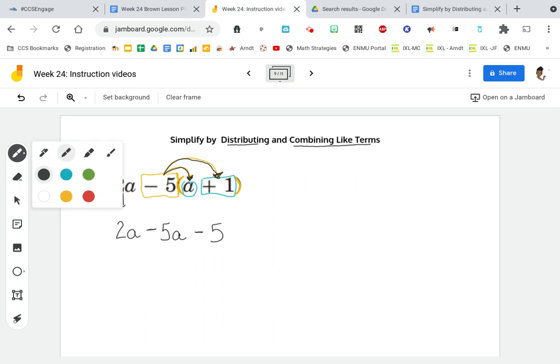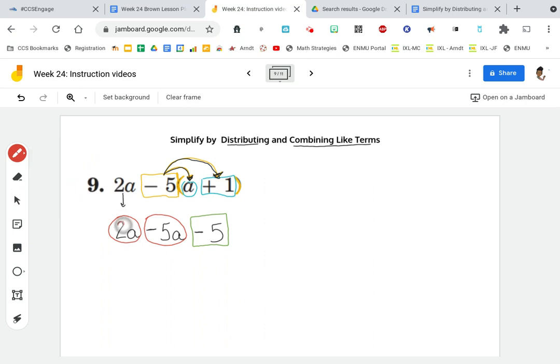Well, looking here, I have a 2 that has an A beside it, and I have a negative 5 that has an A beside it. And since they have the same variable raised to the same power, or with the same exponent, I can combine those. Then I have a negative 5 that doesn't have a variable beside it, so that's a constant and it's on its own. So let's combine. All right, I need to combine. Combine means to add. So I'm adding that 2 to a negative 5.